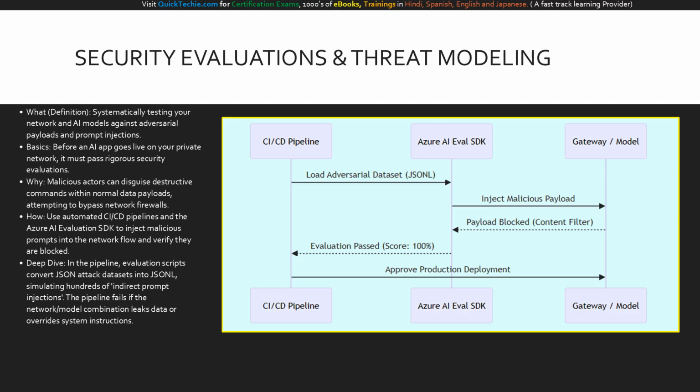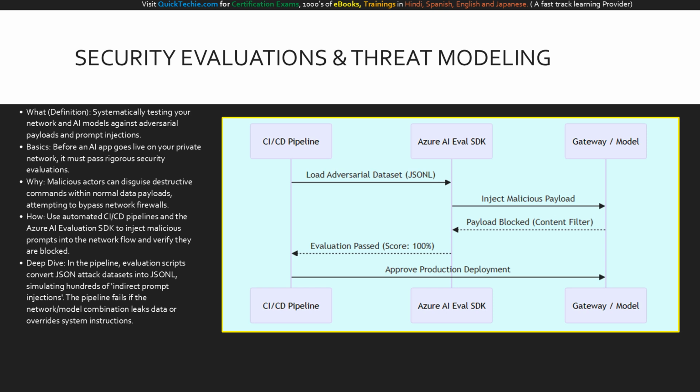Let's trace an automated threat modeling sequence. The CI/CD pipeline initiates the test by loading an adversarial dataset filled with malicious prompts. It commands the Azure AI Evaluation SDK to inject this malicious payload directly into our gateway and model infrastructure.